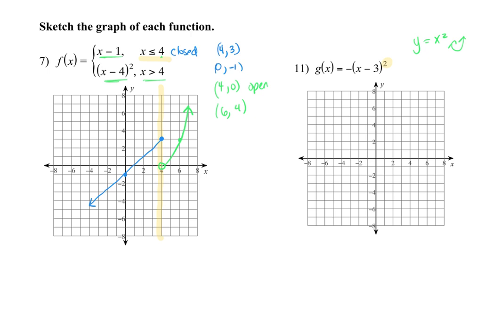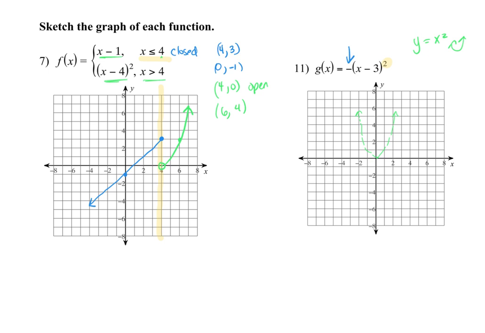And then you have to decide, is it being flipped or stretched? Is it being moved left or right? What's happening to this particular function? And so my parent function, if I were to sketch it, right, he's going to be right here, right? And I'm just dashing it because he's not part of my function. So the first thing I typically look at, is it going to be flipped or stretched? And I do that by looking at this right here. Remember, if you have a negative in front of that, he's going to flip over the x-axis.